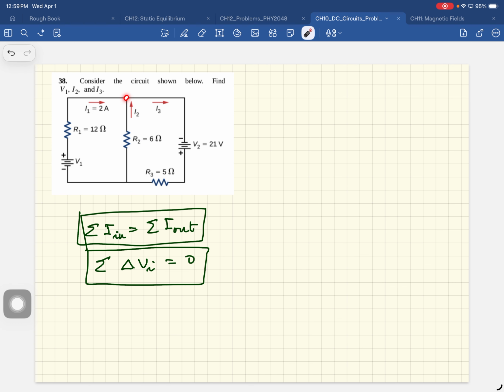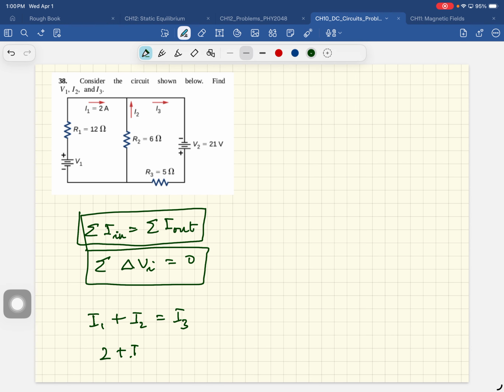So this is a junction. What is flowing in? I1 and I2 are flowing in, and I3 is flowing out. So I1 plus I2 is equal to I3, and I1 is given, so 2 plus I2 equals I3. There's equation 1, and we need 2 more equations.